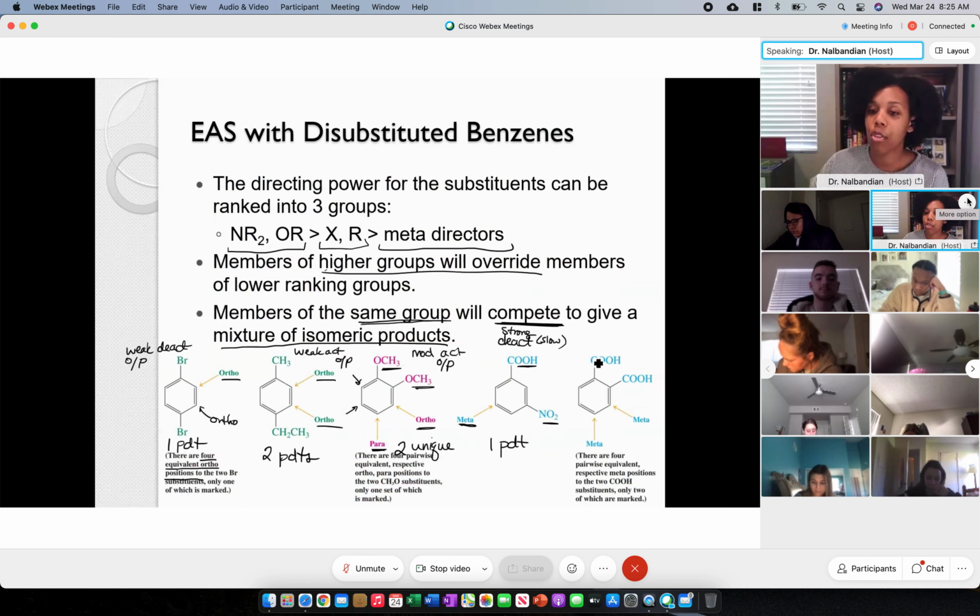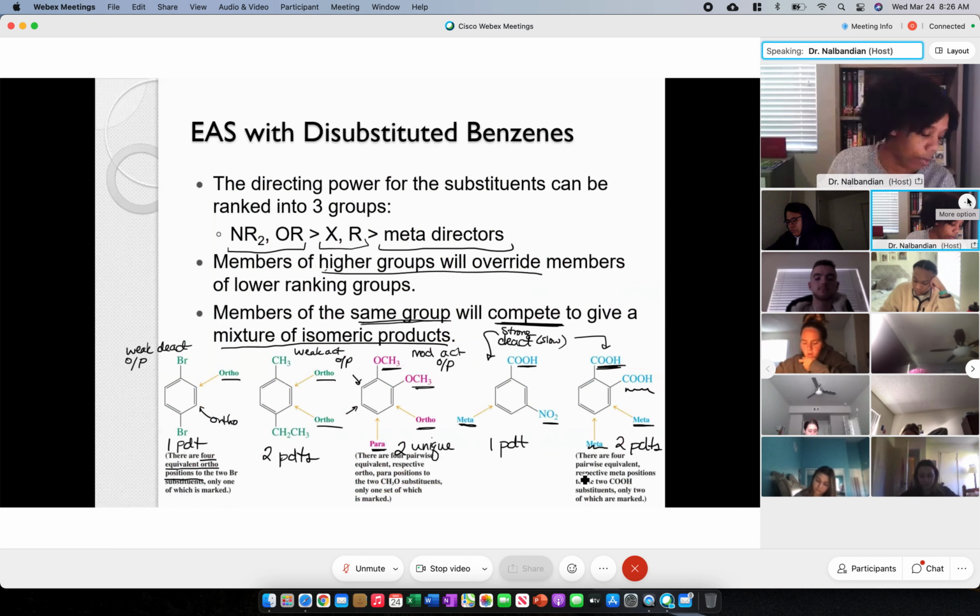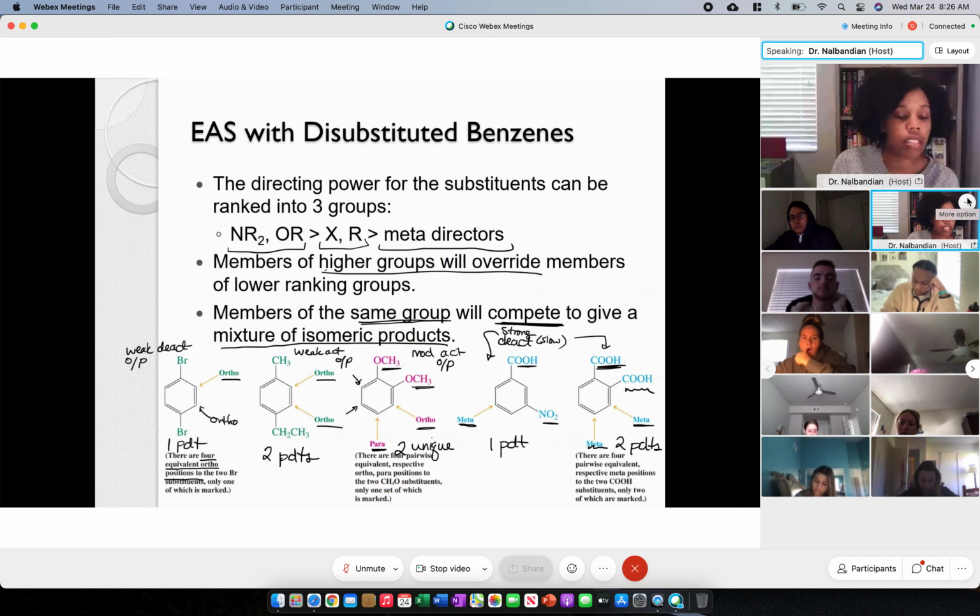Here we have two strong deactivators. Same thing here as we saw here. They're both meta directors. So meta to this carboxylic acid, and then meta to this carboxylic acid. And then we could do it on the other side, but again, that would be the exact same thing. So here we would get two unique products. Questions on this?